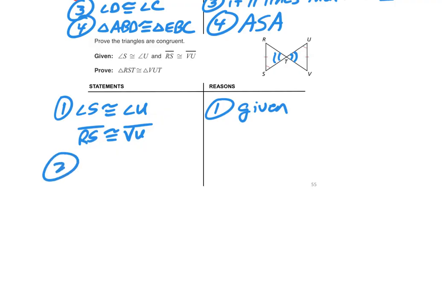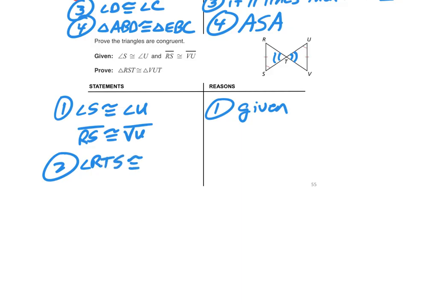So what would I call this angle right here? What's one way I could call this angle? RTS. Could I also call it STR? Would that be okay? Does it matter which letter I start with? No, but what does matter is that T is in the middle. So you can't call it TSR, because that means this angle right here. T must be in the middle. So I could either call it RTS or STR. Neither way is more right than the other.